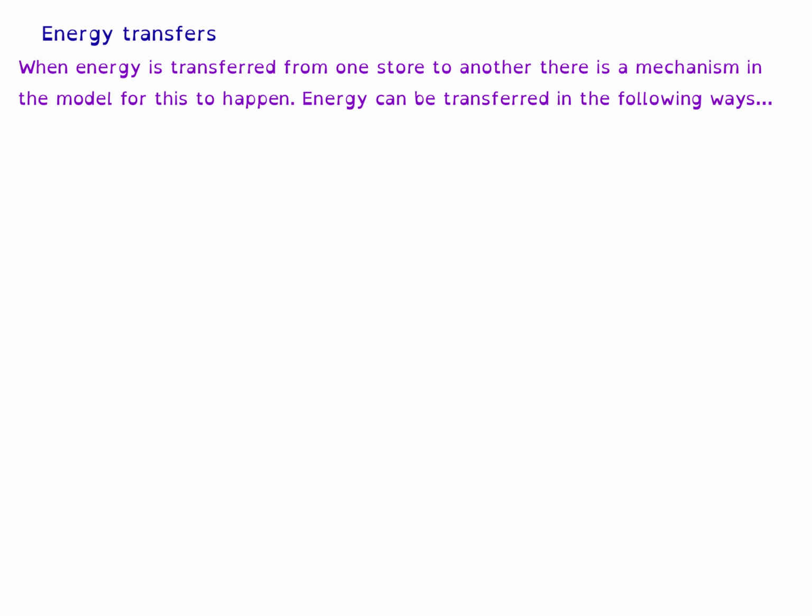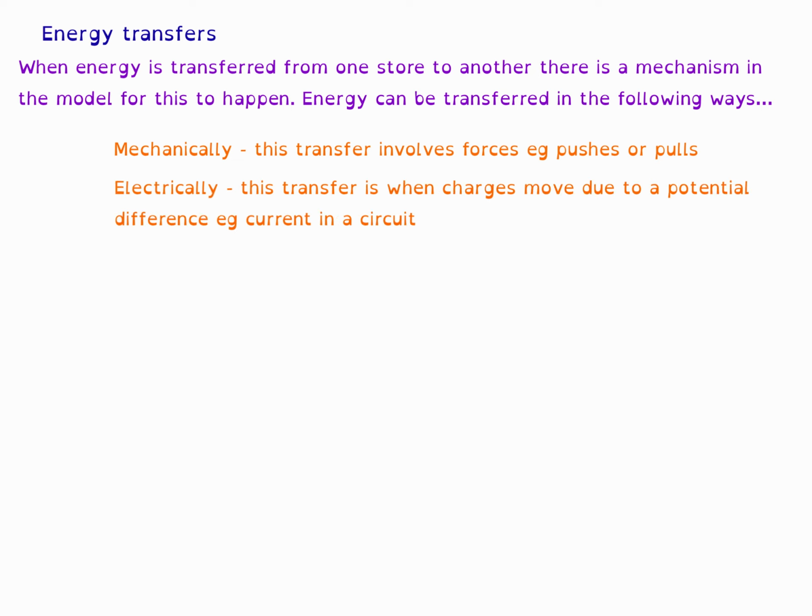When energy is transferred from one store to another, there is a mechanism in the model for this to happen. Energy can be transferred in the following ways. Mechanically. This transfer involves forces, for example pushes and pulls. Electrically. This transfer is when charges move due to a potential difference, for example current in a circuit.